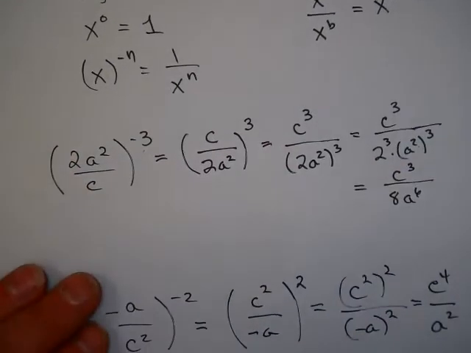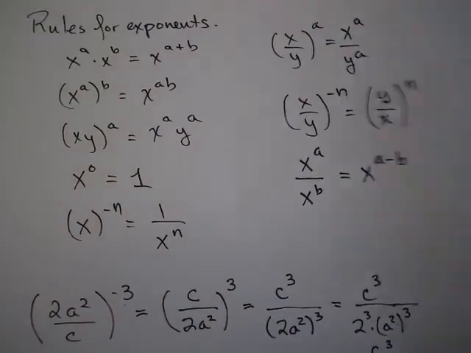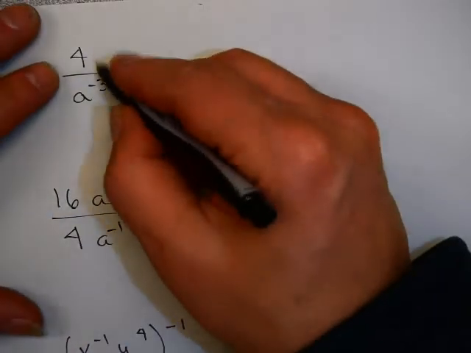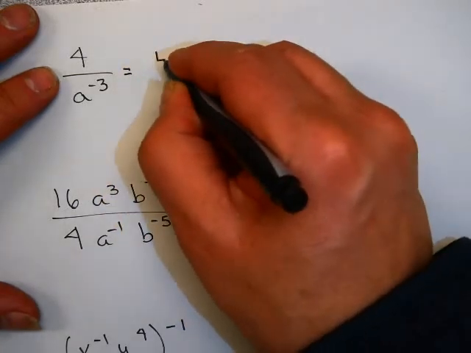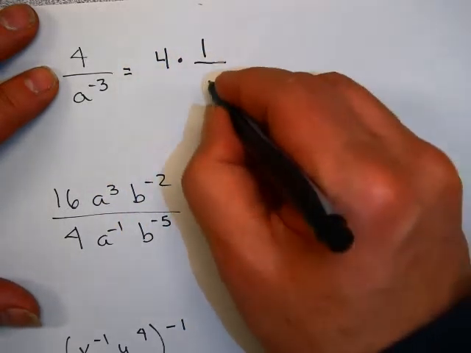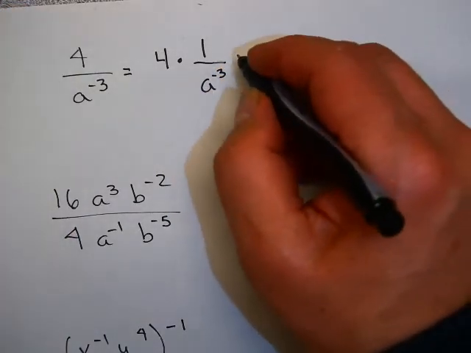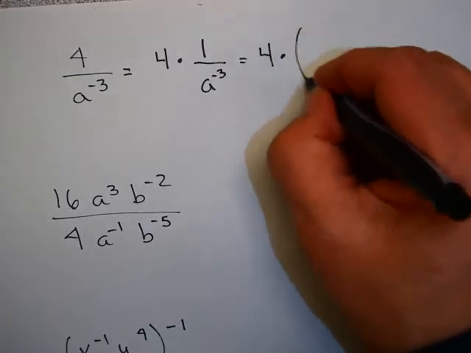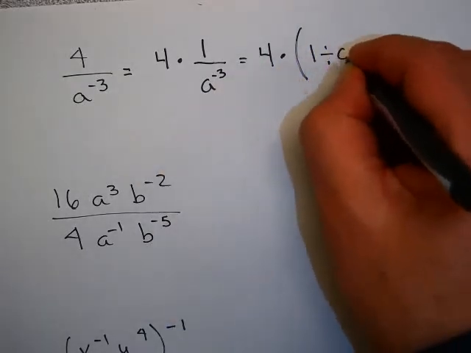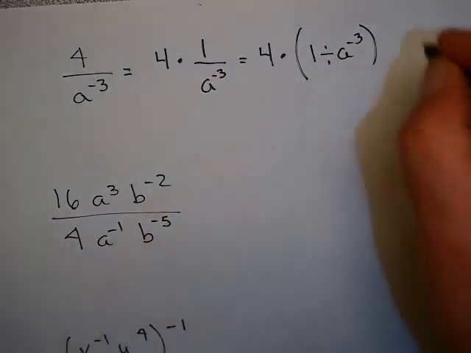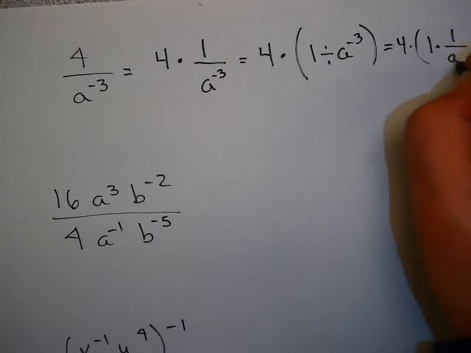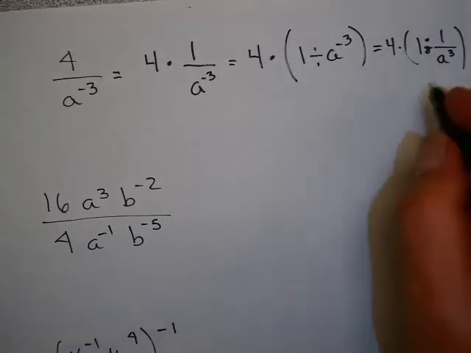Now, let's put all of these rules together in some of these examples. 4 divided by a to the minus 3. Well, that's 4 times 1 over a to the minus 3. What is 1 over a to the minus 3? Well, it's 1 divided by a to the minus 3, which is 1 divided by 1 over a cubed. That a to the minus 3 is just a cubed.